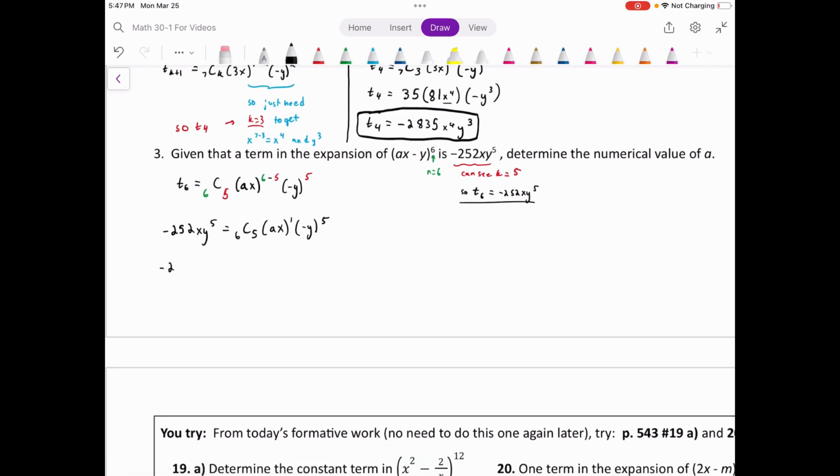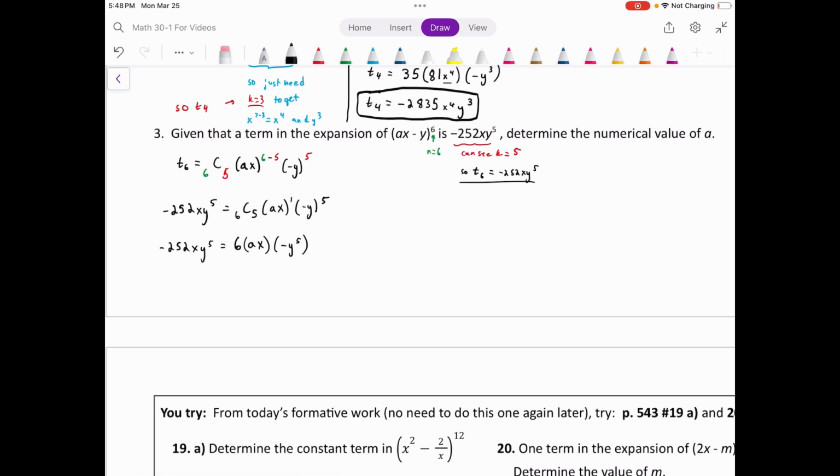Let's just keep following this and see where it leads us. So we'll have negative 252 xy to the fifth equal to, okay, 6 choose 5 is just 6, right? Ax to the power of 1 is just ax. And then negative y to the power of 5, is that y to the 5 or is it negative y to the 5? It's negative y to the 5, right? A negative number to an odd exponent is still negative.